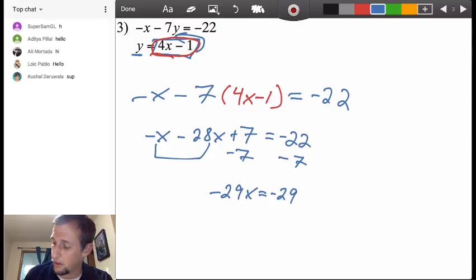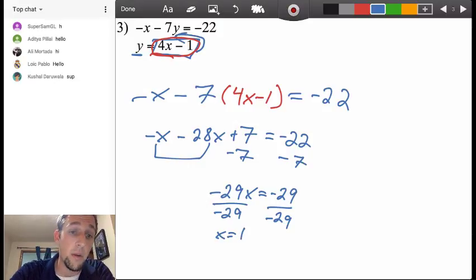Divide by negative 29. I get x equals 1. Woohoo. Okay. As always, you need to know both x and y. You need to know the x and y that make the equation true, okay?